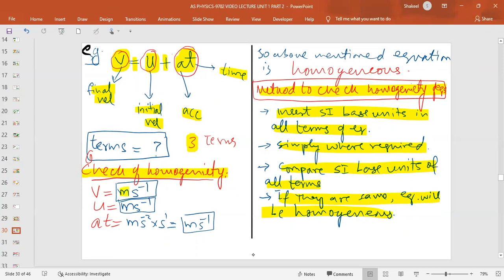Let's say in this, final velocity is having unit of meter per second, initial velocity is having unit of meter per second. And if you work out the unit of acceleration and time, for acceleration, it is meter per second square, for time, it is second. So when you solve them, it is meter per second. So it means all the three terms like V, U, and AT have the same unit. So we say that this equation is homogeneous.